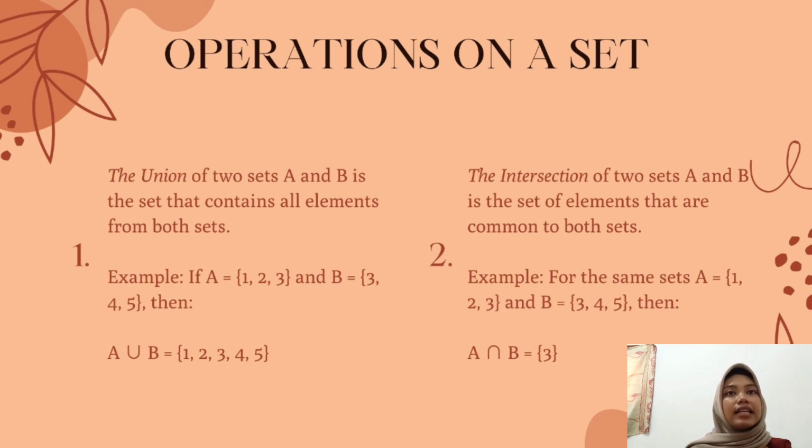And the last one is the intersection of two sets A and B is the set of elements that are common to both sets. I'll give the example too. Example is for the same sets A is 1, 2, 3 and B is 3, 4, 5, then we have A intersection B is 3.